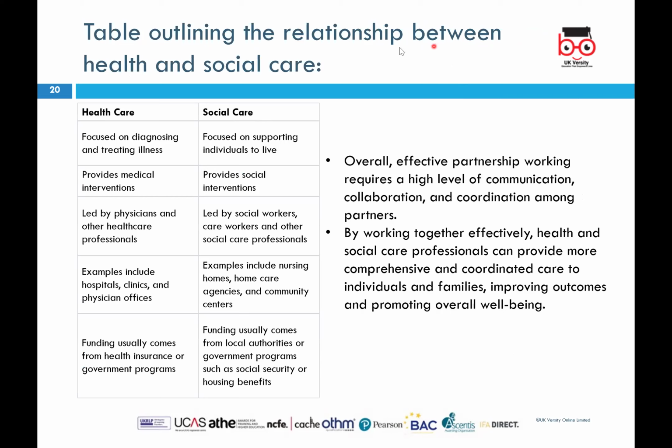This is a table outlining the relationship between several partners that are working together, and the relationship between health and social care. I want you to go through this, have a read of this, and we'll discuss this in our next meeting. Overall, when these partners are working together, it requires a high level of communication, collaboration, and coordination. When you work together effectively, it brings better outcomes for the patients and your clients.